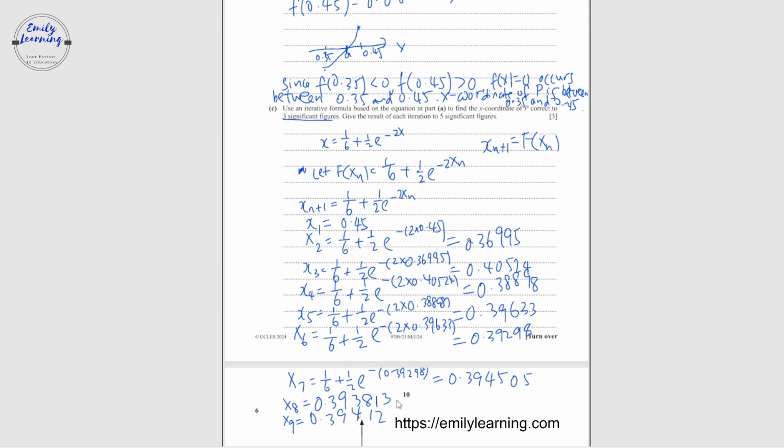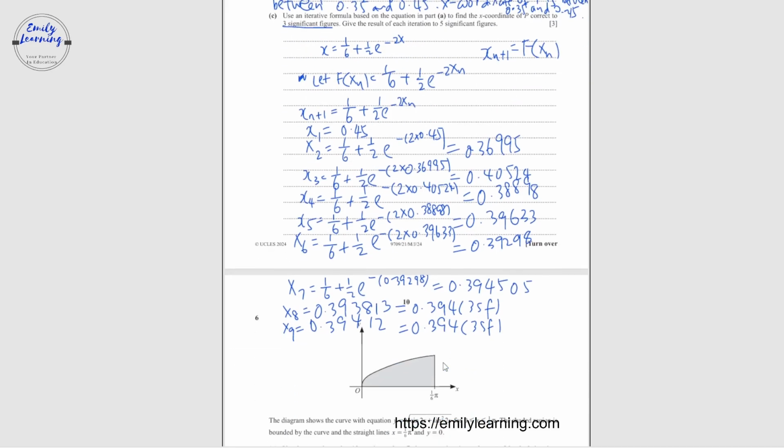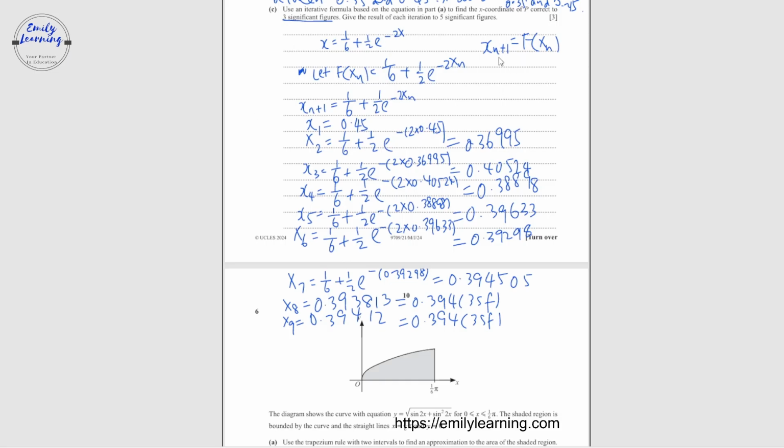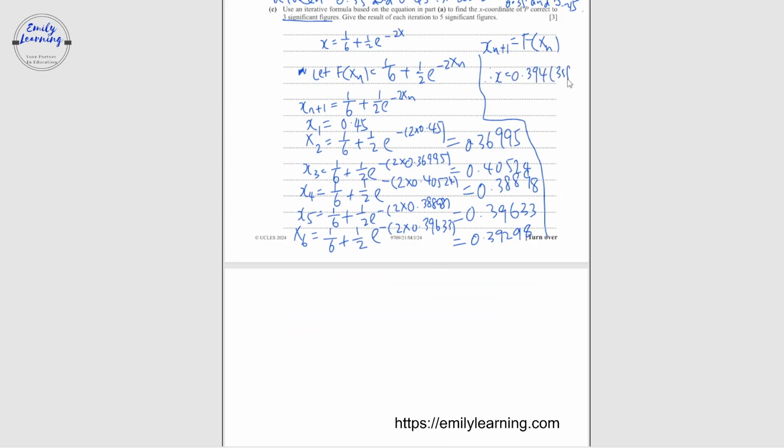So if I round this off to three significant figures, it's 0.394. If I round this off to three significant figures, it's 0.394. They are the same. So therefore, I can conclude that x is equal to 0.394 when rounded off to three significant figures.